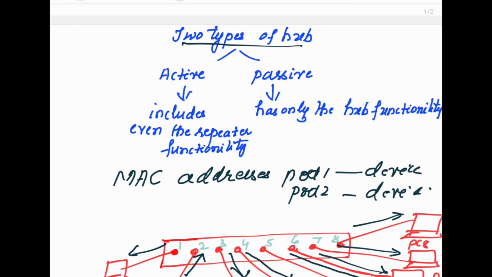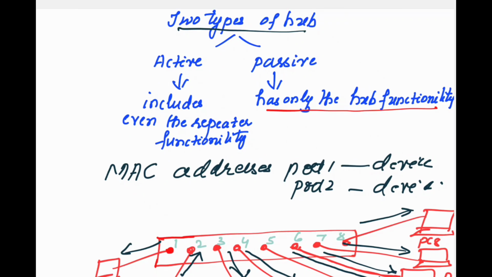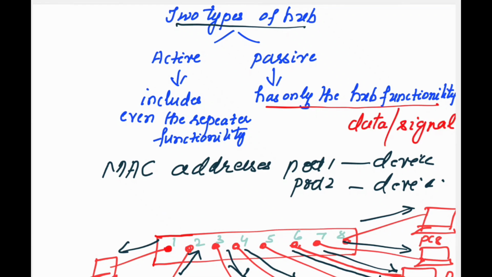There are two types of hubs. One is called the active hub and another is the passive hub. The difference is, passive hub has only the hub functionality, in the sense it receives the data and sends it to all the PCs that are connected to it. But active hub includes even the repeater functionality. Repeater will increase the strength of the signal.